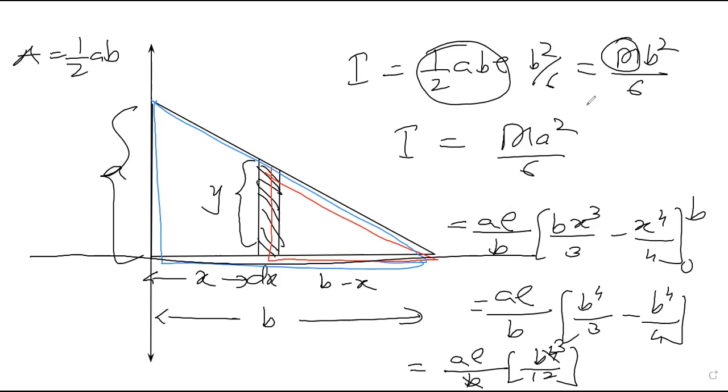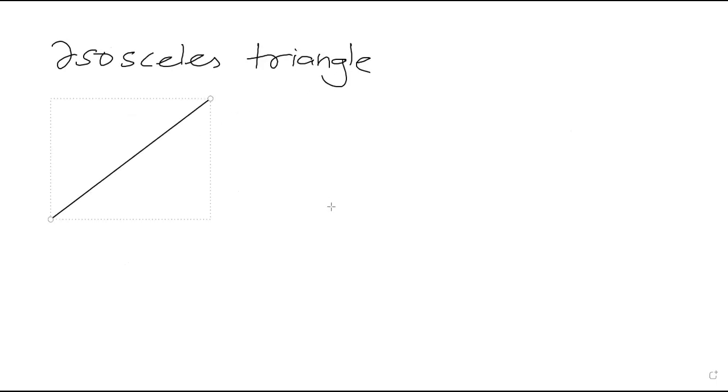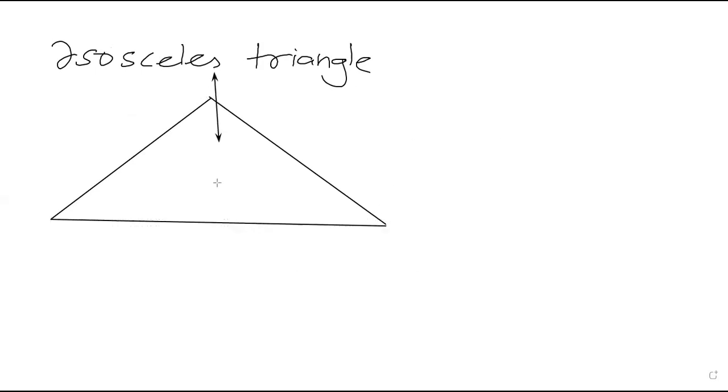Now with the whole of it, we'll try to go for the moment of inertia of an isosceles right angle triangle. What is an isosceles triangle? Two of the sides are equal, this one and that one. This is the base, and the axis is considered perpendicular to the base like this. And we have to find the moment of inertia with respect to this particular axis.